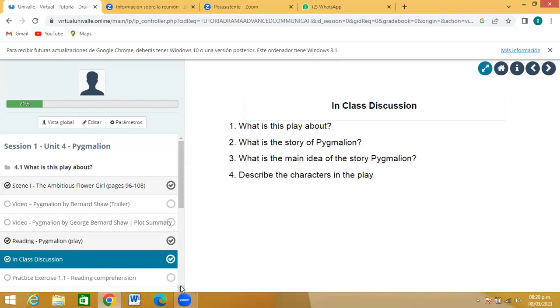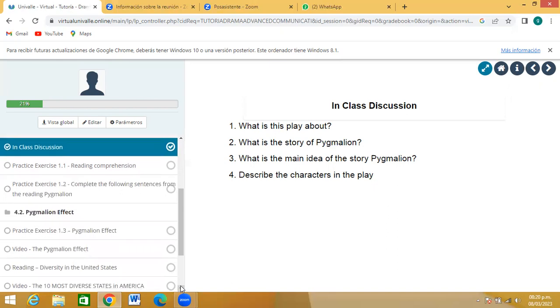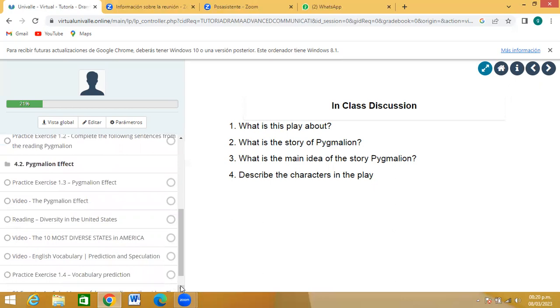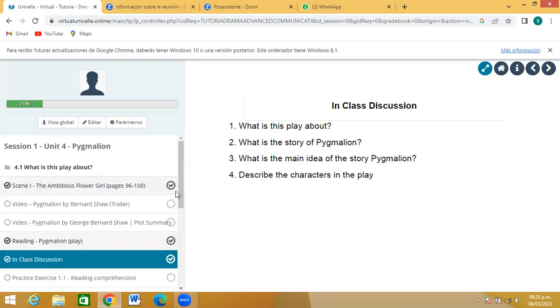Okay, if you can see here, we have some practice exercises regarding the reading comprehension. We have other videos about the effects of Pygmalion, the vocabulary prediction that they were using in the reading, and all those exercises are going to be assessed for your final score. As I told you before, please check punctually, because if you don't check at the right time, those exercises can be closed.